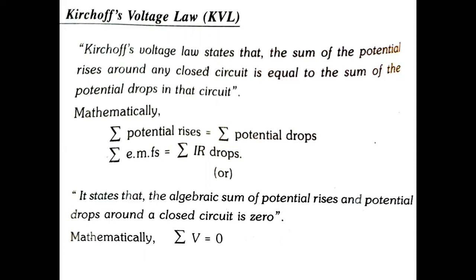Here you correct this. It says that the phasor sum of potential differences around a closed path is zero. Repeat: the phasor sum of potential differences around a closed path is zero.